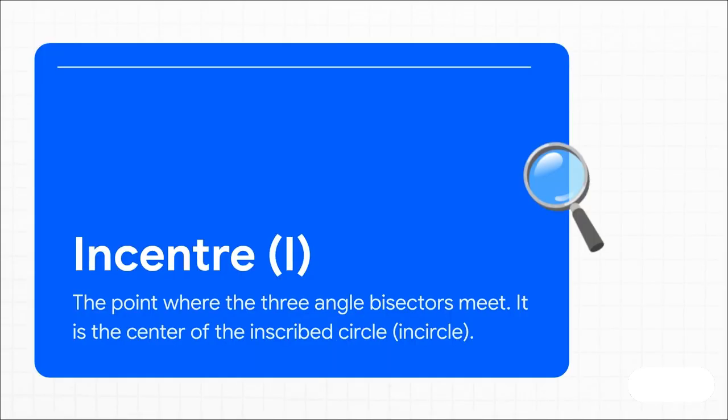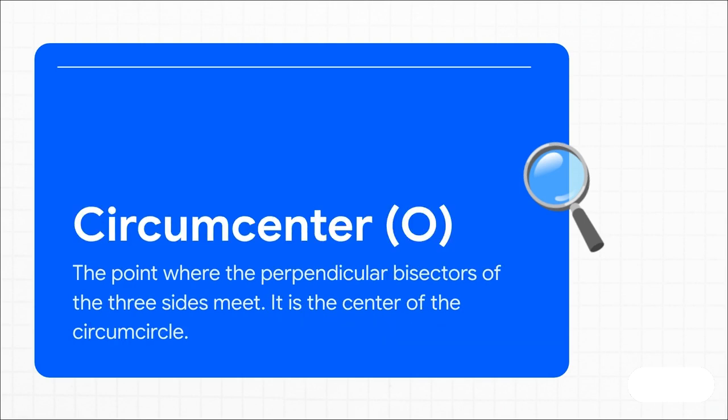First up, we've got the incenter. So how do you find it? Simple. You just take each of the three angles and slice them perfectly in half. Where those three lines meet, that's your incenter. And what's so special about it? It's the one and only point inside that triangle that is the exact same distance from all three sides. Pretty cool, right? It's so perfect you can draw a circle centered there that just kisses the inside of each side.